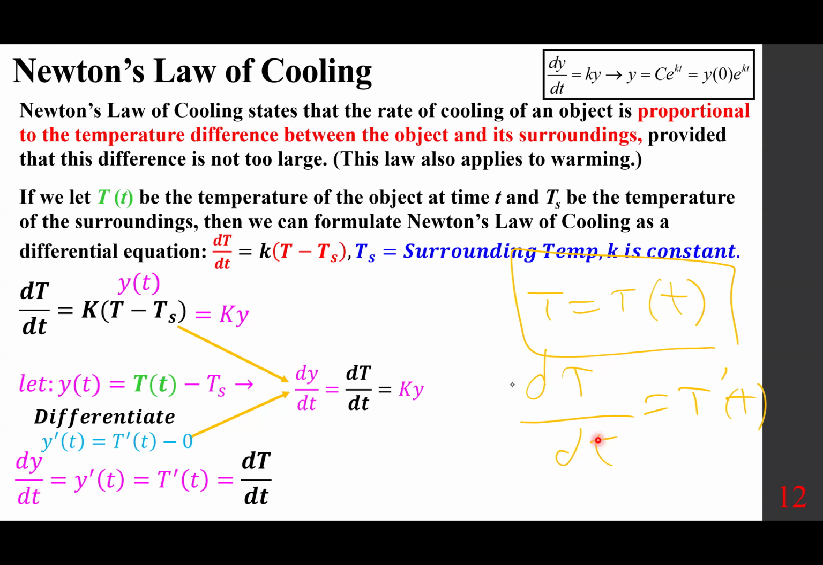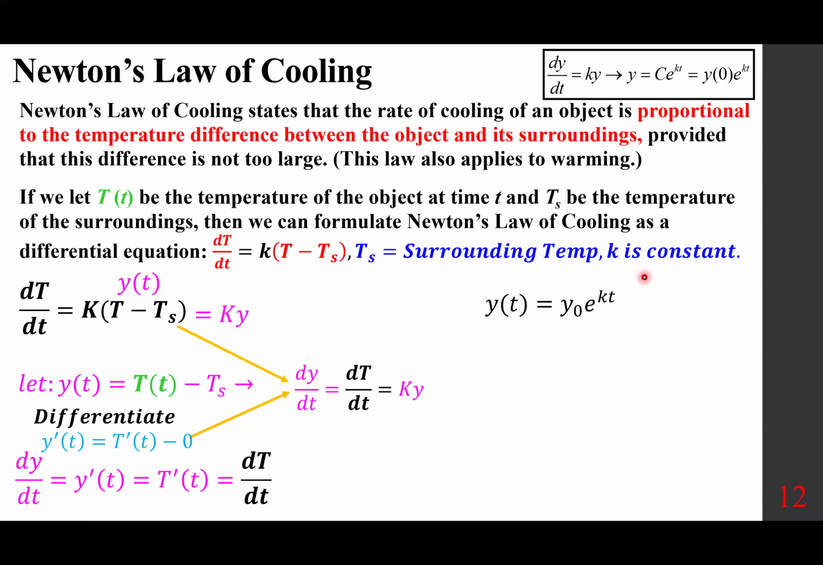Now let me erase my work. I need this space. So dy/dt is dT/dt or ky. And if we look at these two, dy/dt is ky. Go back here. So y is y sub 0 e to the power of kt. Please understand, c or y of 0 or y sub 0, they all refer to the initial value. Remember, if you replace t with 0, y of 0 becomes y sub 0. Okay, so going back to this one, we said y is this.